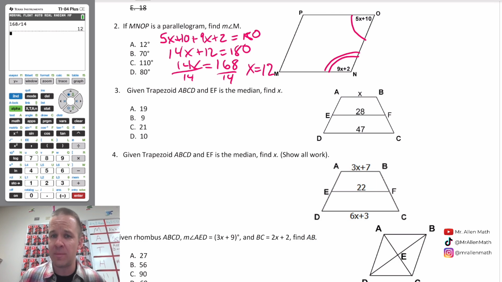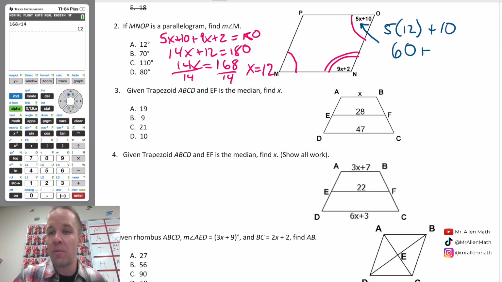I don't have any information about angle M, but we did say opposite angles are congruent, so angle M is also going to be the same as angle O, so I have them marked with the same congruent arcs, right? So what I can do then is just substitute 12 into angle O right here, so we have 5 times 12 plus 10. 5 times 12 is 60 plus 10, that's going to give me 70 degrees. So our choice here is answer B.